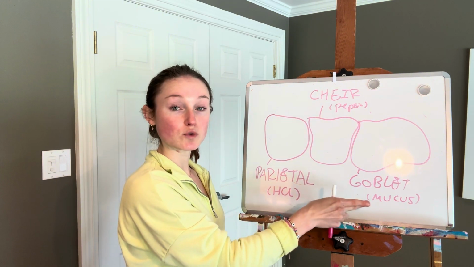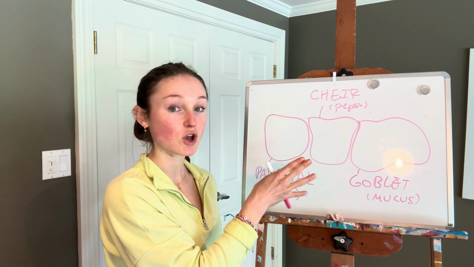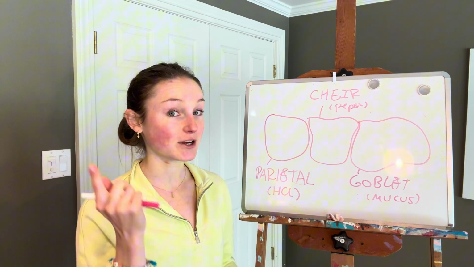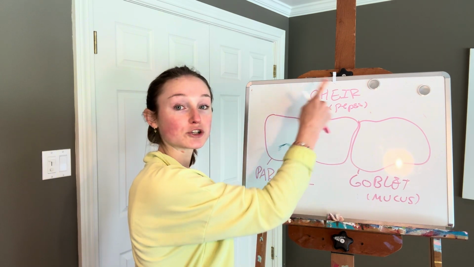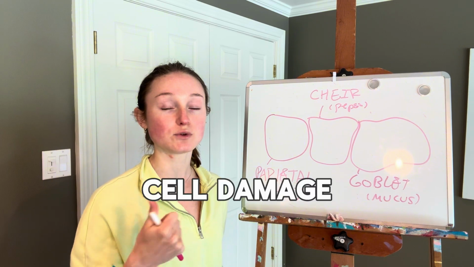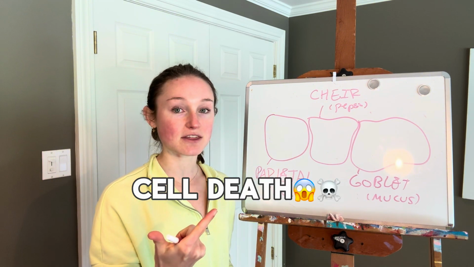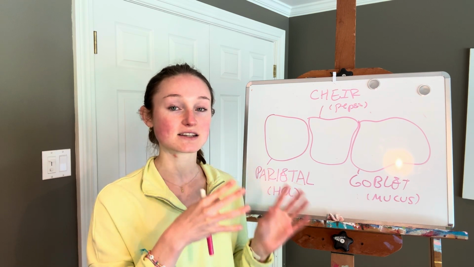If anything goes wrong to this mucus layer, if your goblet cells stop secreting mucus, or if bad bacteria like H. pylori are able to attack your goblet cells or chew through the mucus, your stomach cells are at huge risk of cellular damage, cellular death, mutation, and this also increases your risk of stomach ulcers and stomach cancer.